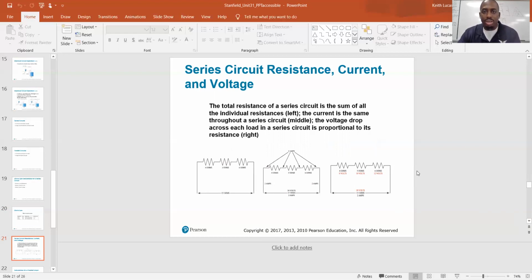The total resistance of a series circuit is the sum of all the individual resistances. The current is the same throughout a series circuit. The voltage drop across each load in a series circuit is proportional to its resistance.